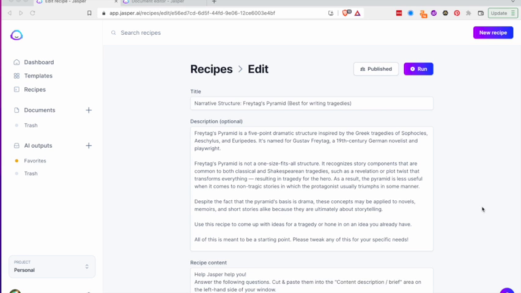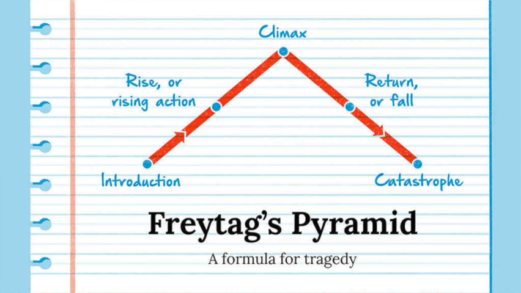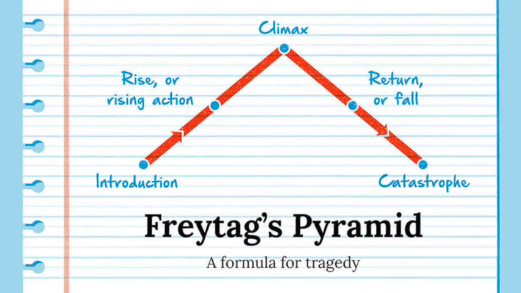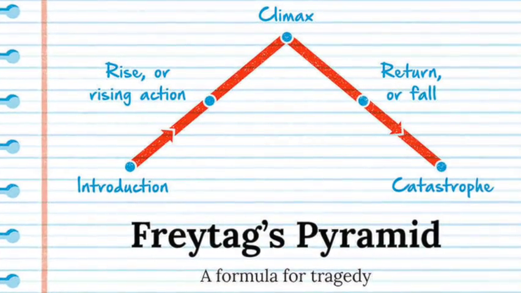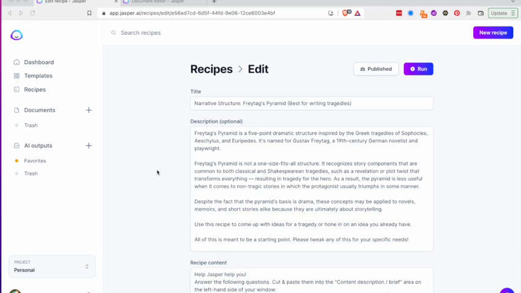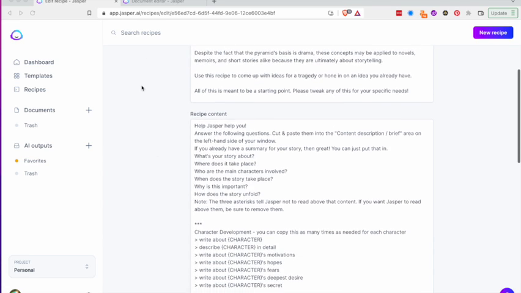I wanted to show you this recipe I made for Jasper on writing tragedies using Freytag's pyramid. It's a story structure inspired by Greek tragedies. If you want to write an unhappy ending, this is your template. Let's go into how it works.